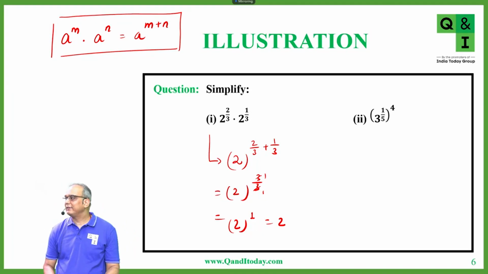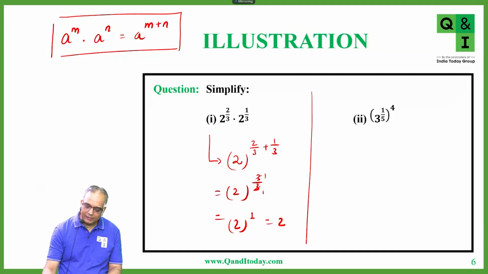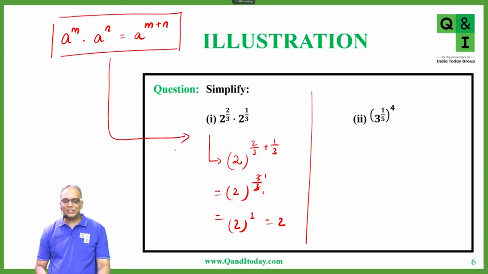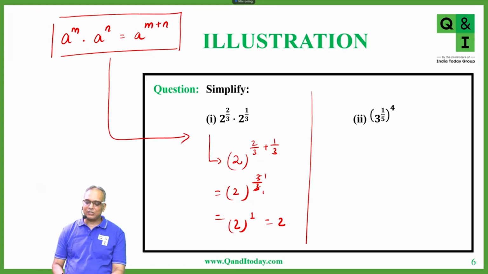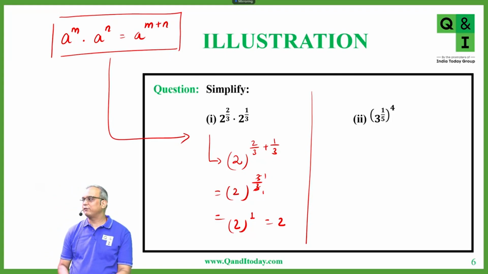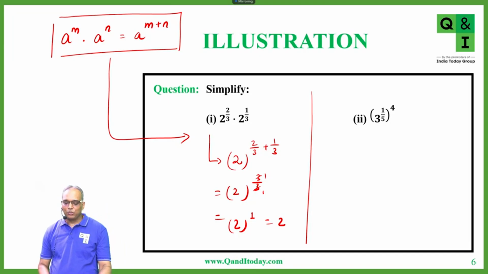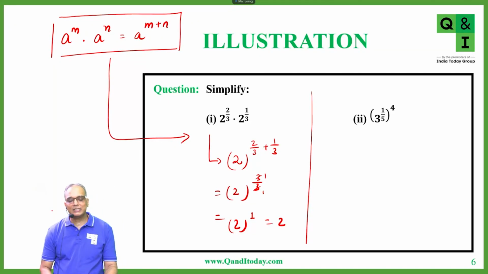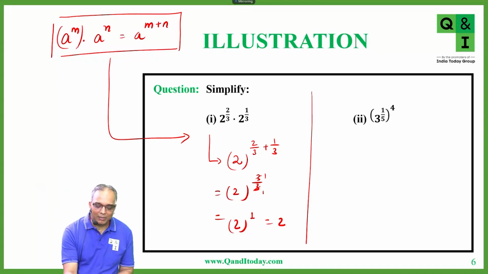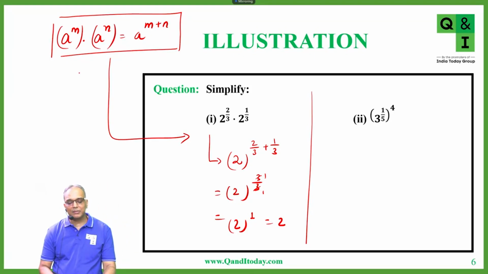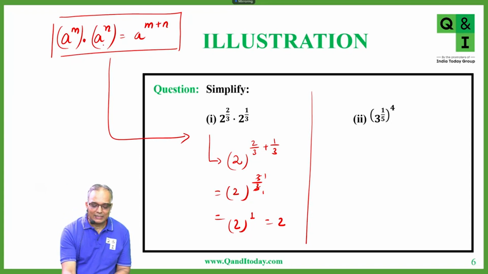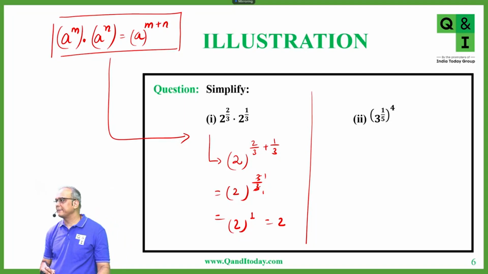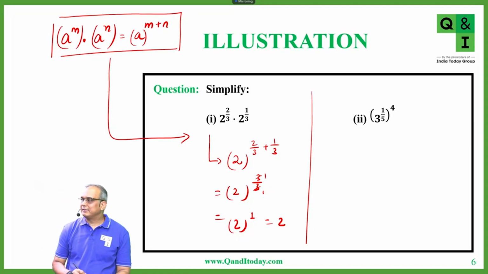Is it clear to everyone? Have you understood the concept? So the property which we are using, the identity which we are using, is a to the power m into a to the power n is equal to a to the power m plus n. This is the formula which we are using. So you just need to note down here that if the bases are same and the exponents are different, and you are multiplying these two numbers together, then in that case the base remains same and in the power you add the exponents. Is it clear?